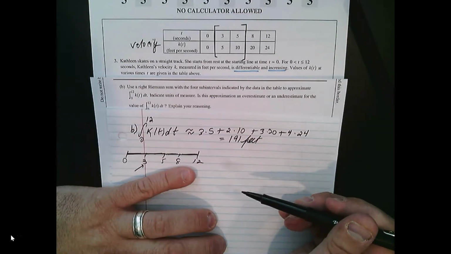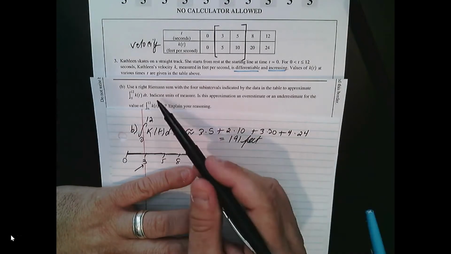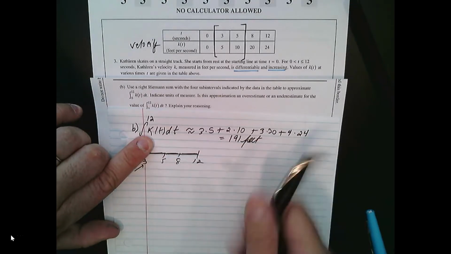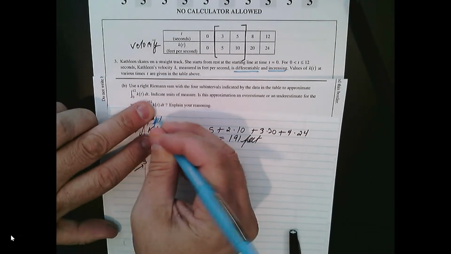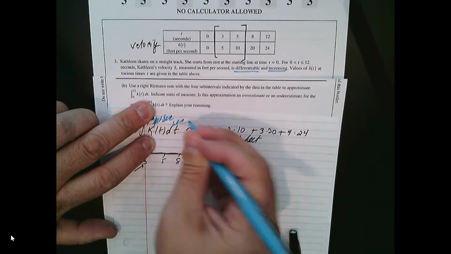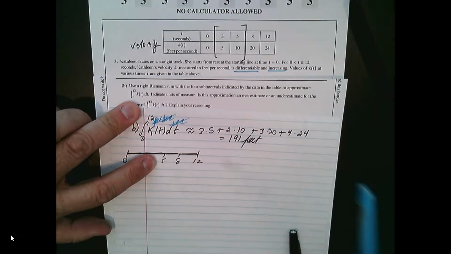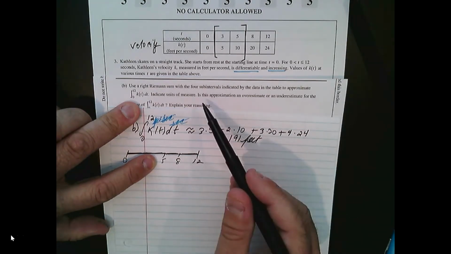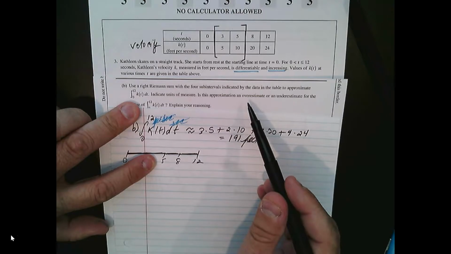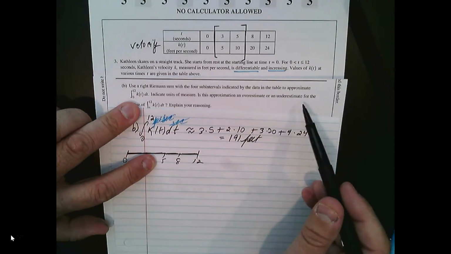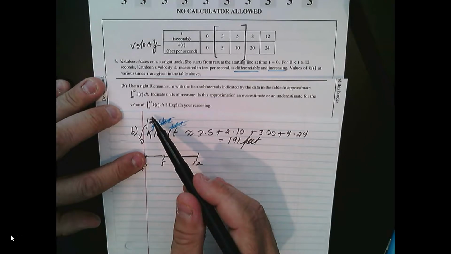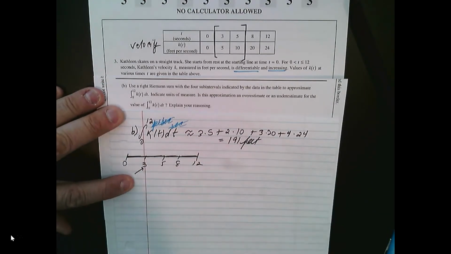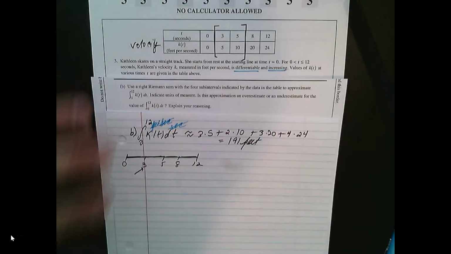Okay, now you might think we're done, but we've got to keep going. Units of measure, well, k of t was feet per second. dt is seconds. The seconds cancel out and we get feet. Okay, I already did that. Then we've got to determine if our approximation is an overestimate or an underestimate for the value of the integral from 0 to 12 of k of t dt. And a popular thing that students are going to do, let me use a different color marker here.